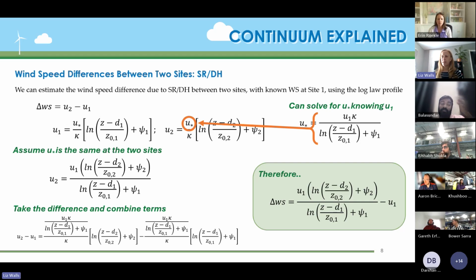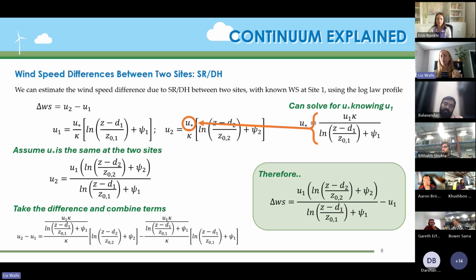If you attended the last couple of sessions, you might recall from the derivation of the exposure part of the model that the key in Continuum is that we're looking at the wind speed difference between two sites. In this model, we always assume that we know the wind speed at site 1, and we're trying to estimate the wind speed at site 2. In this part of the model, we're looking at how the roughness and displacement height differences between the two sites translate to a change in wind speed. We use the log law profile, and we're going to go over the derivation of how this part of the model was derived from the log law and how it's incorporated into the Continuum model.